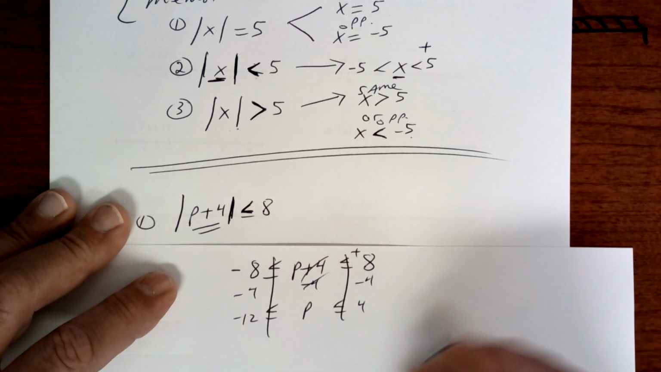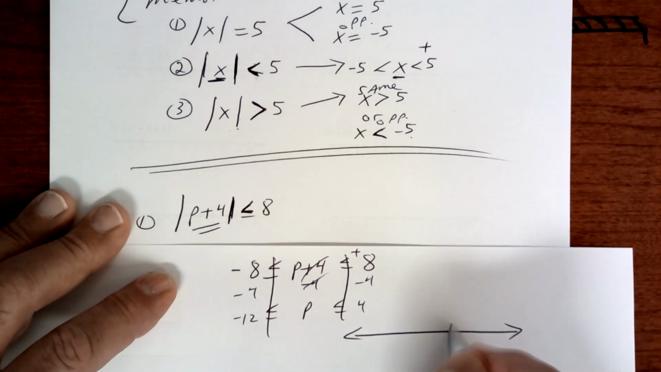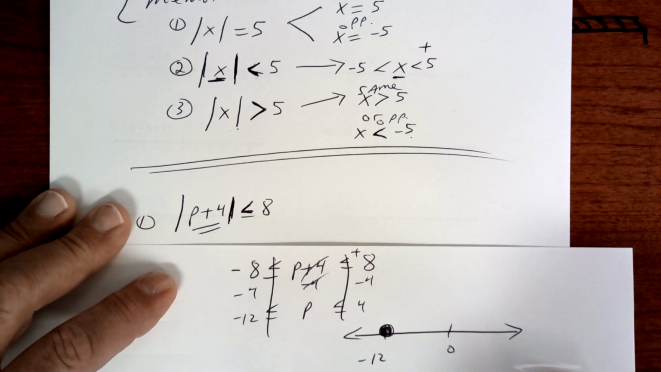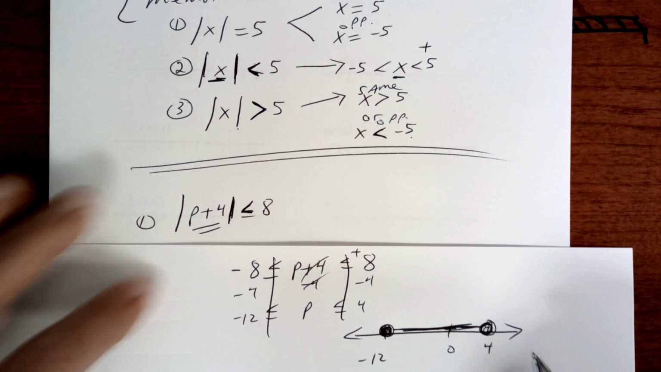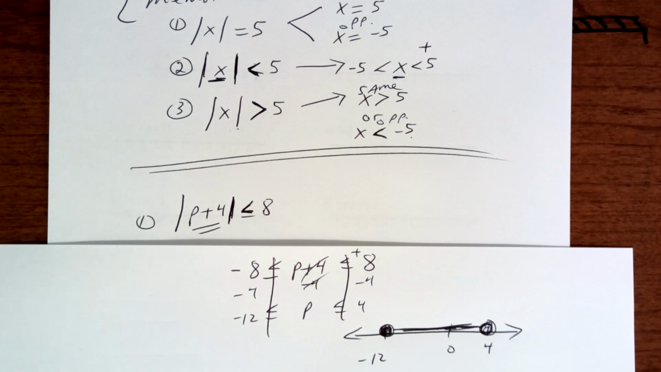So the answer is going to be between negative 12, it's equal to, so color that in, and positive 4. And there it is. Anything in between there is a solution. Let's try another one. Copy this one down.